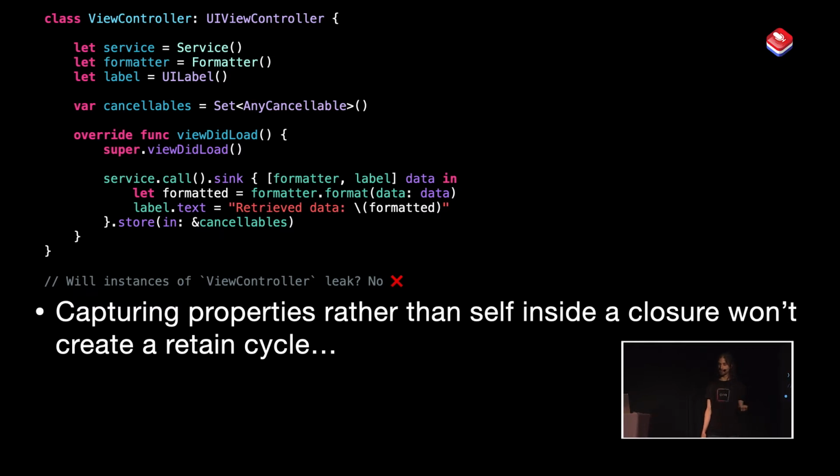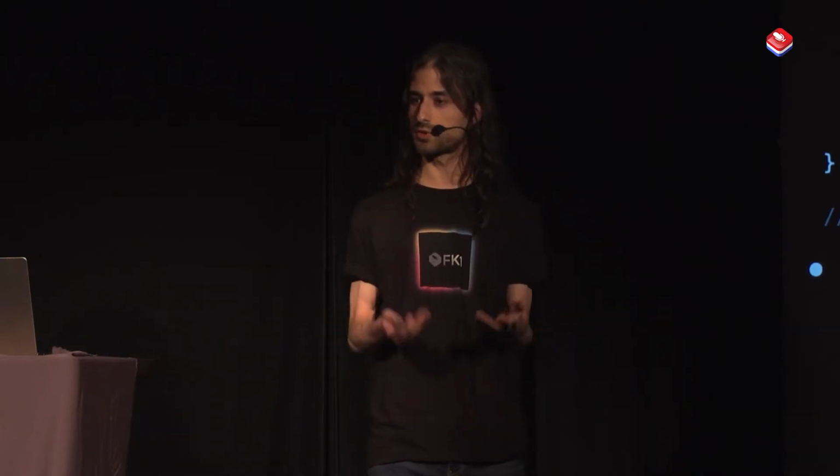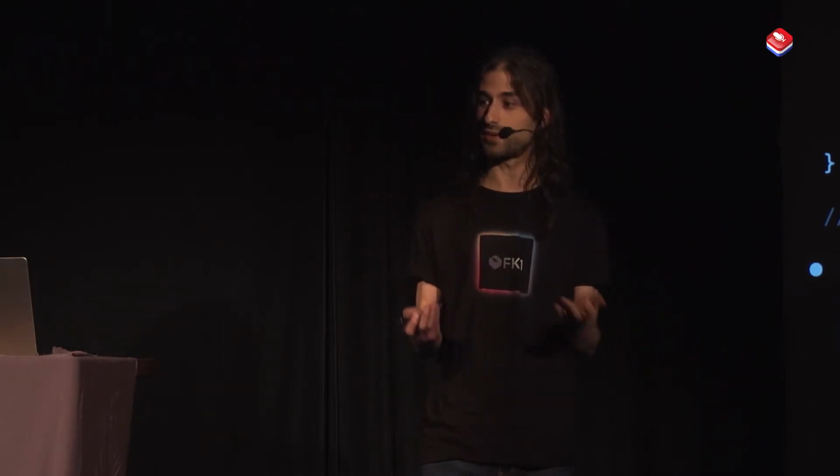So indeed, capturing properties rather than self inside the closure won't create a retain cycle. But the big question is, why is weak self the go-to solution when this syntax seems to arguably be better? Like, could there be some trap? And indeed, there is a trap here.